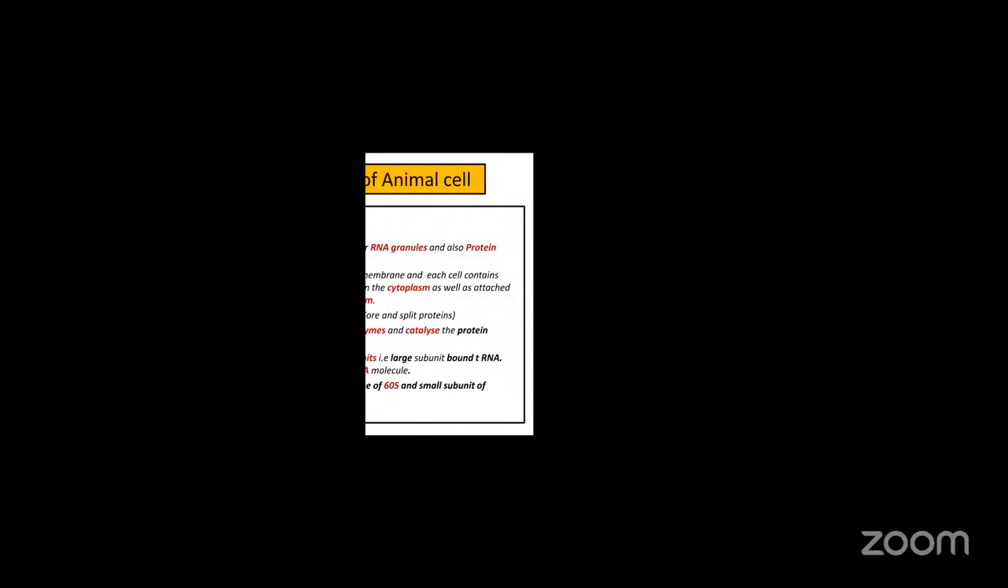Next, this is a diagram of the ribosome. We have the larger subunit as well as the smaller subunit. If you look over here, this is the larger subunit. It is bound to the transfer RNA, whereas the smaller subunit is bound to ribosomal RNA. Okay, so this is the basic structure of the ribosome.